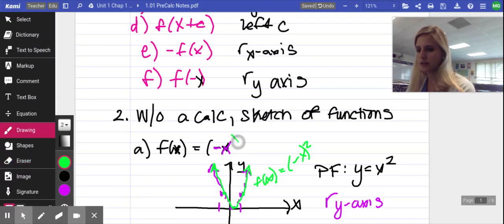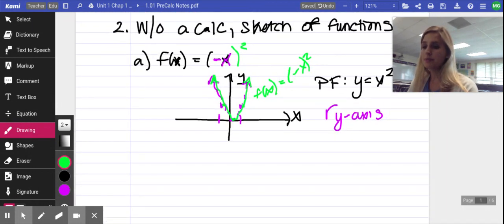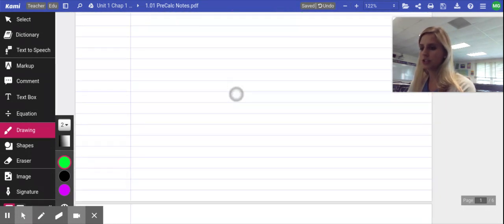Let's see. There you go. All right, so that's reflecting over the y-axis. And so in that particular case, nothing changed.